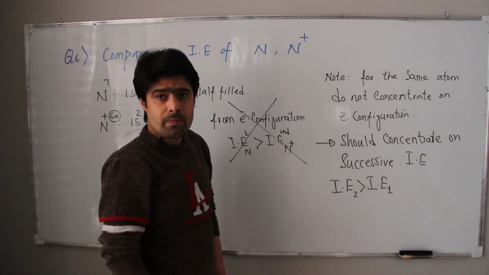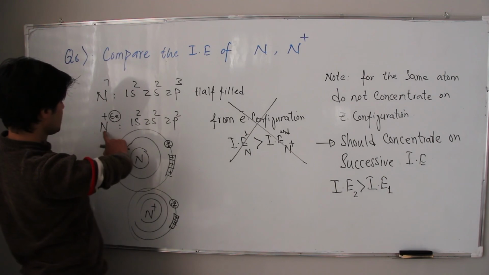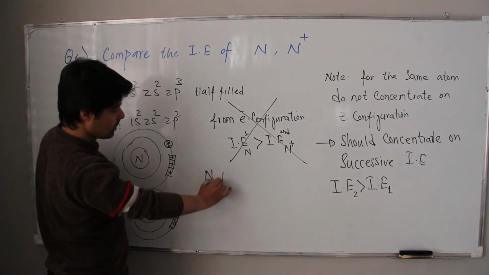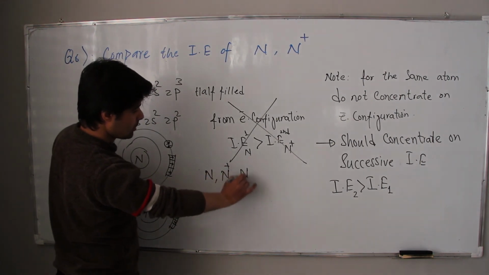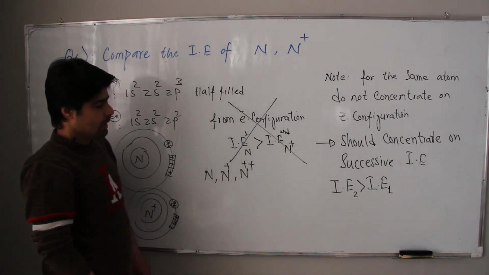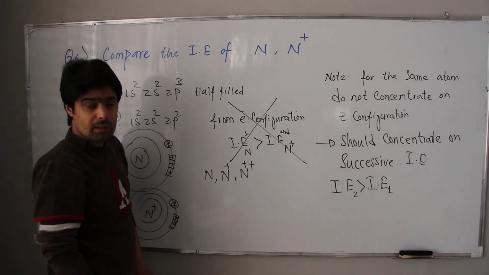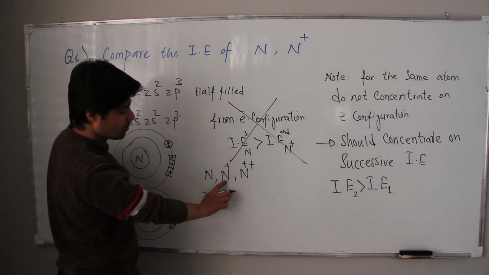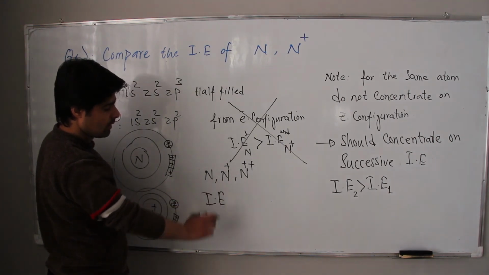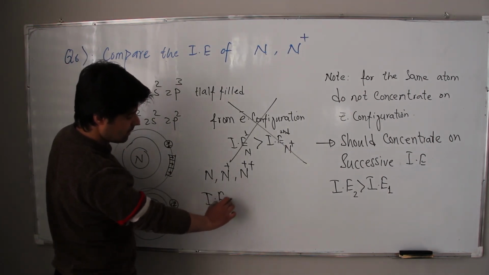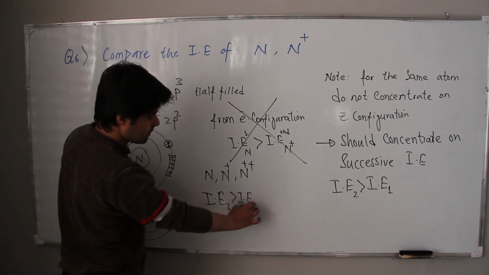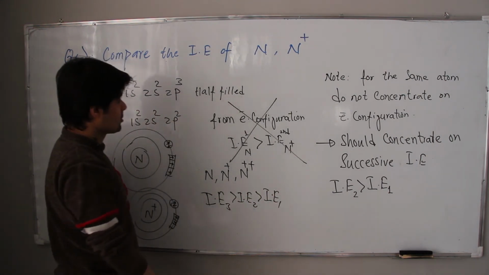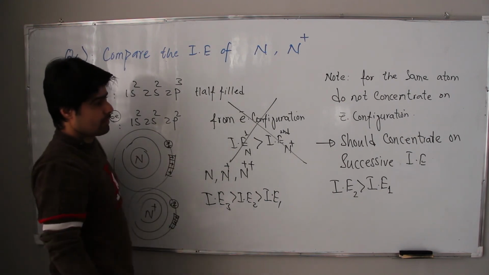Whatever it is, this is nitrogen. The second one is also nitrogen. If I say nitrogen plus and nitrogen 2 plus, now which ionization enthalpy is more? The ionization enthalpy of nitrogen plus is more than this one, and this one is ionization enthalpy 3, ionization enthalpy second, and ionization enthalpy first. Do not concentrate on the electronic configuration.